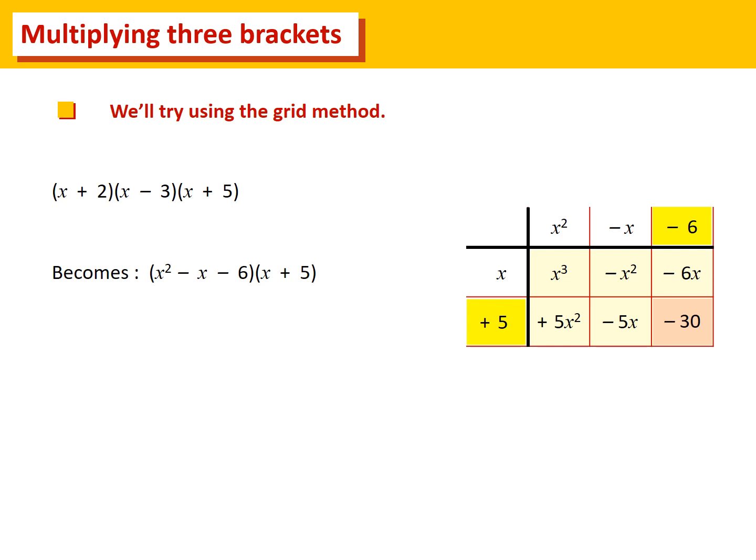So putting our terms together on its own, we've got x cubed. For our x squared term, we're adding 5x squared and subtracting x squared, so that's plus 4x squared. And then our x term, we're subtracting 5x and subtracting 6x, so altogether we're subtracting 11x. And finally, the constant, which is a number on its own, is subtract 30. And that's our final answer.